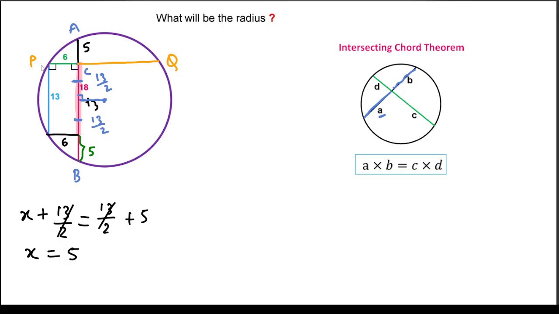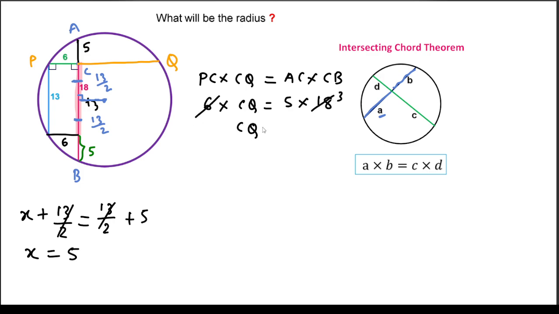So on this basis, PC into CQ will be equal to AC into CB, or BC, whatever you can write. PC length is 6 according to the question, CQ we need to find. AC we have just calculated as 5, and CB we know the total length, that means 18, that is given in the question. This is the red line segment. So we can write 6 into CQ equals 5 into 18 is 90, that means CQ length will be 15. So this length will be 15.